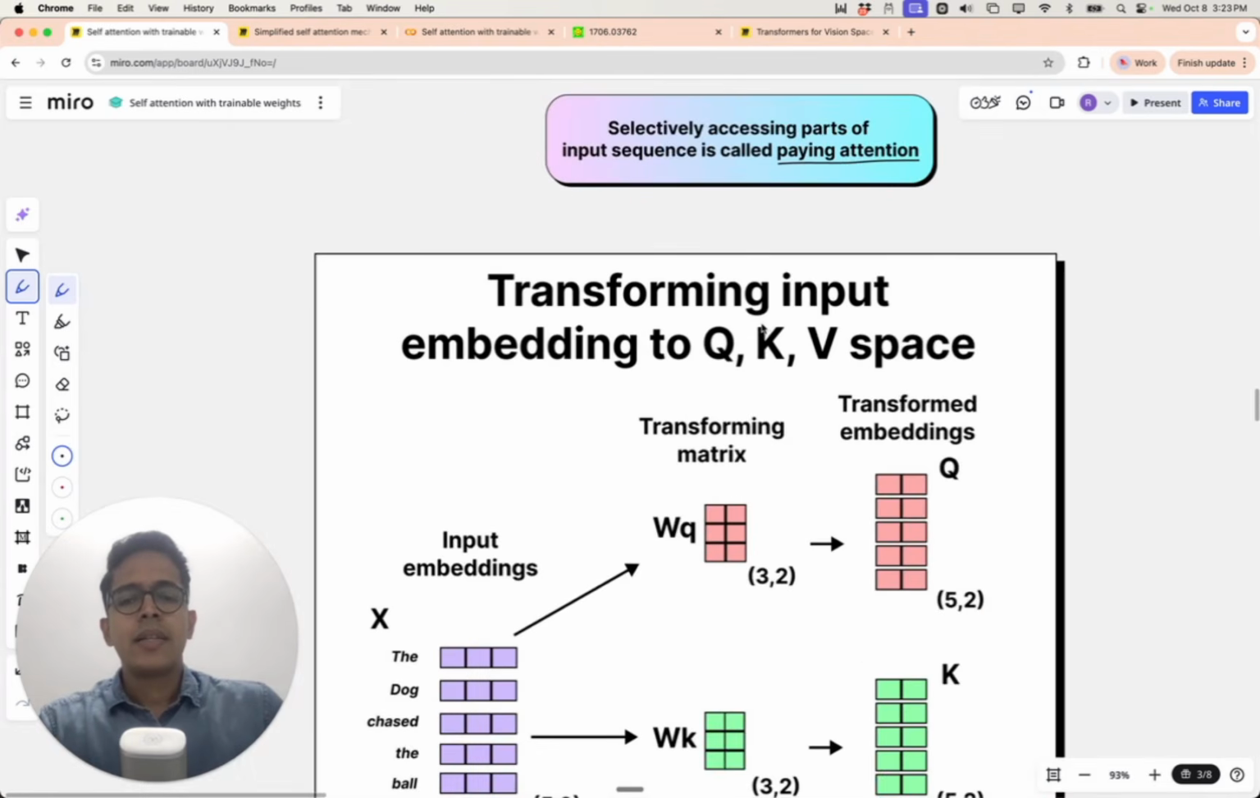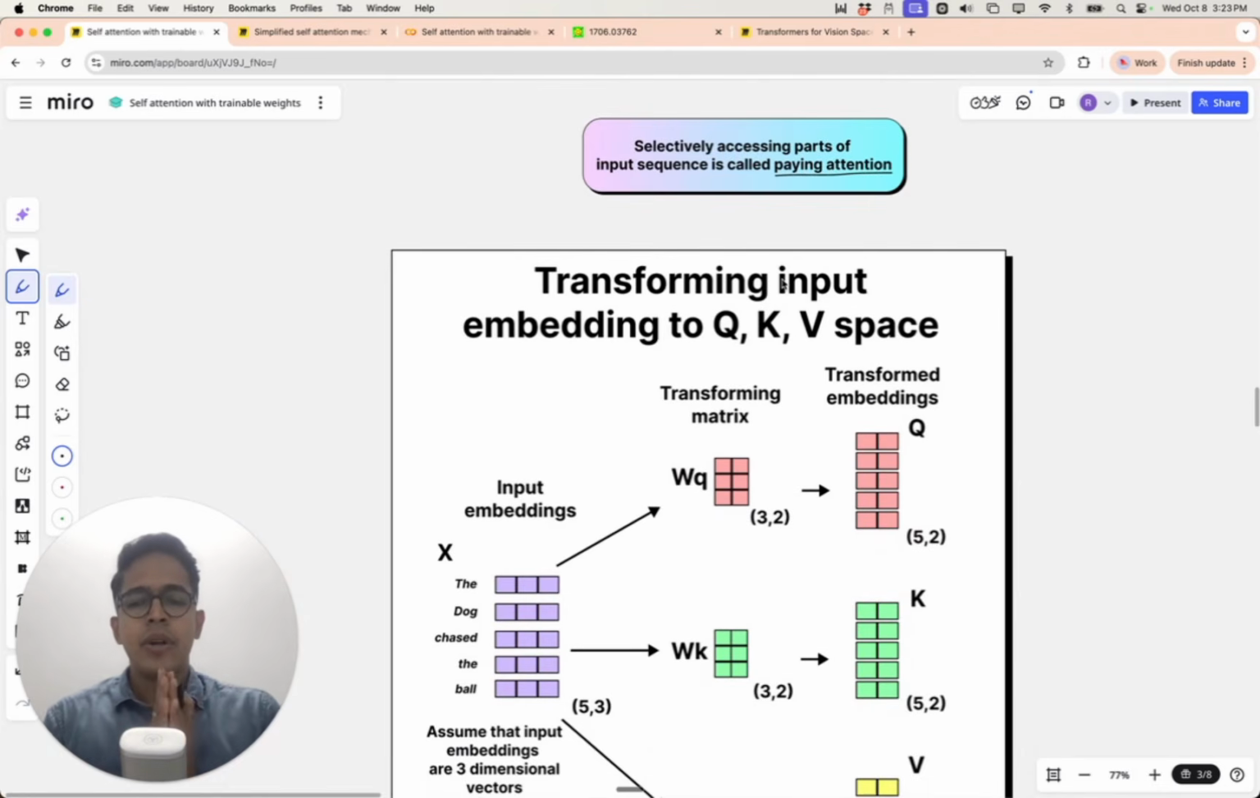Now let's try to understand how exactly we are going to transform our input sequence using these matrices. What are the dimensions of these matrices? Then what are the outputs we get? And then what do we do with these outputs to finally get our context vector? So our end goal is to get a very good context vector.